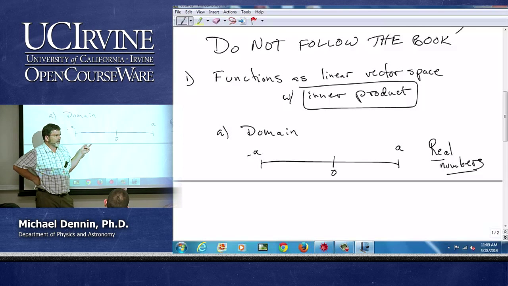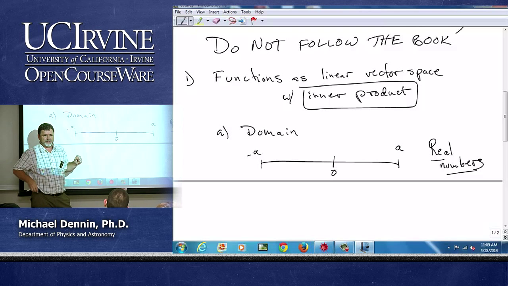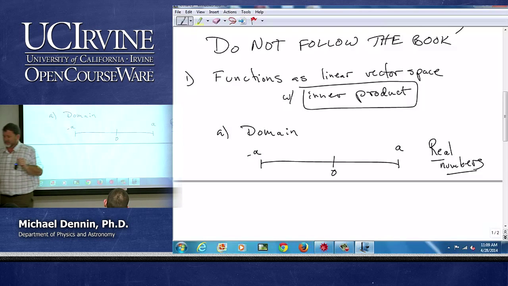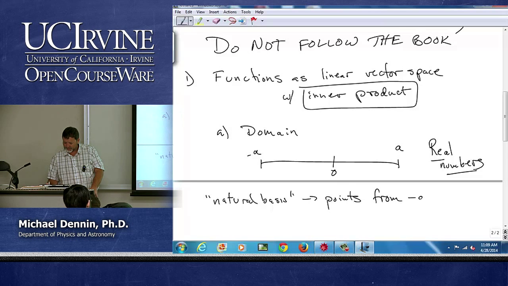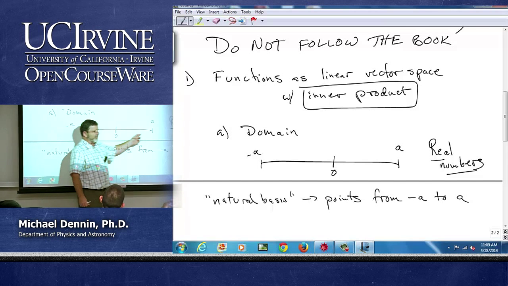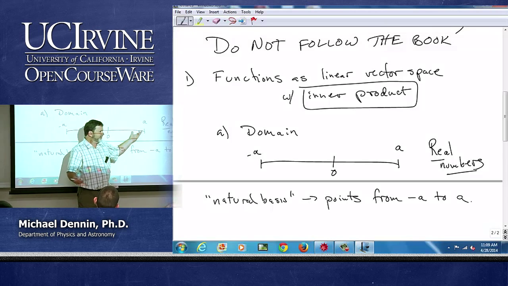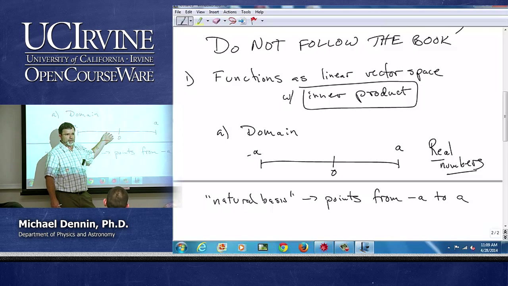Tell you what it is on every single point. I've got to tell you what the function is at every single point. The natural basis is the points of the real number line, right? So the natural basis are the points from minus a to a. How many are there? How many real numbers are there between minus a and a? An infinite number. And so my basis is infinite, so my dimension is infinite.